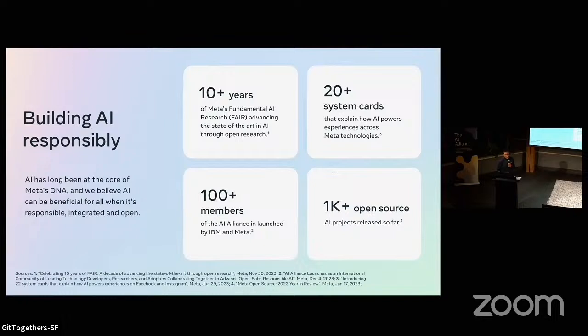AI has obviously been a long part of Meta's DNA, and we believe AI can be beneficial for all when it's responsible, integrated, and open. We have partnered with AI Alliance members, but we also have many years of experience. The Fundamental AI Research team, which Yann LeCun started, is now 10 years old, and we have world-class AI researchers in that team. We have published 20+ system cards, which explain how AI powers experiences across Meta's technologies. We have 100+ members in the AI Alliance, and we have open sourced 1,000+ projects. Some of the popular projects are PyTorch, Llama, React, and so forth.